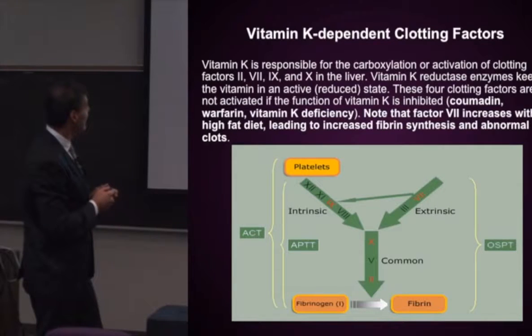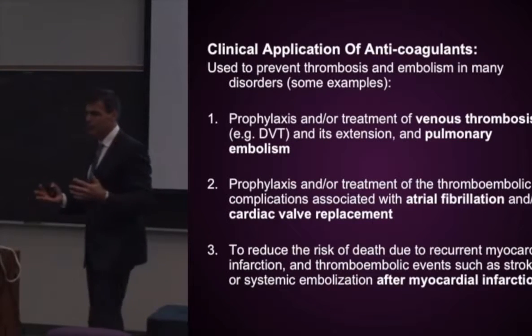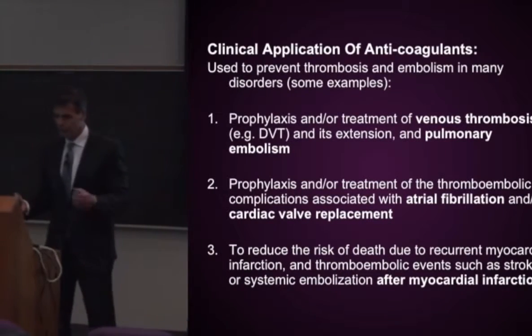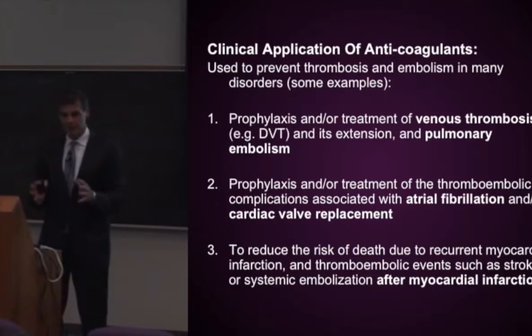And so you see that these are the vitamin K dependent clotting factors. Vitamin K is required to make factor 9, factor 7, factor 10, and also factor 2, in addition to prothrombin. So here's the clinical application. Here's where medical doctors use coumarin and warfarin to prevent thrombosis and embolisms in certain disorders.